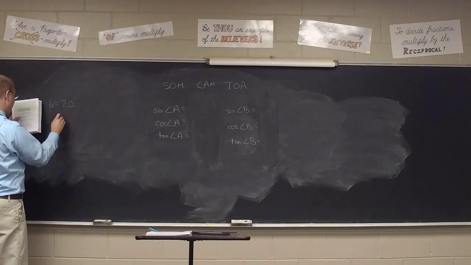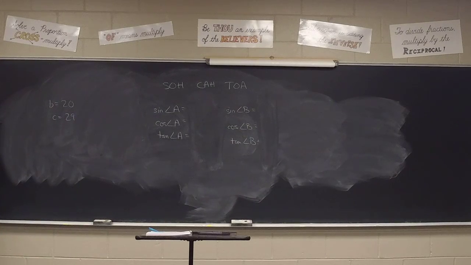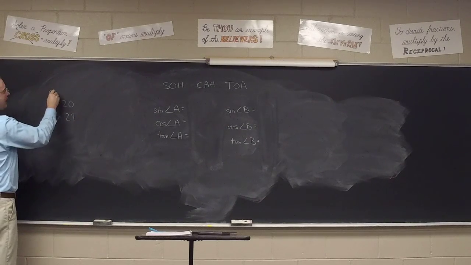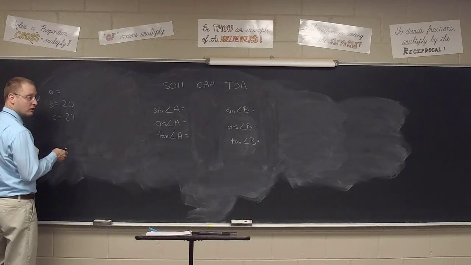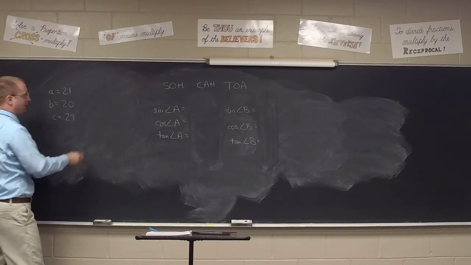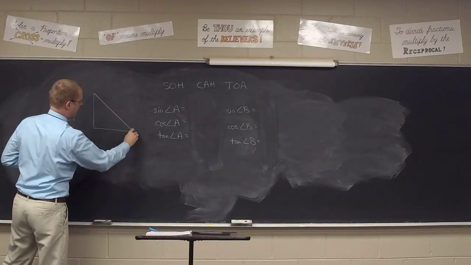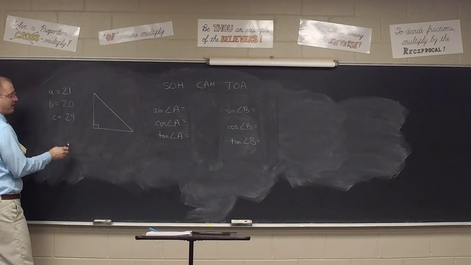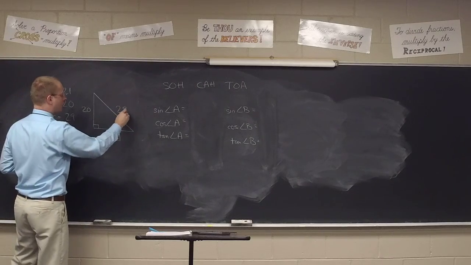B is 20, C is 29. Again, we're missing which side, Chris? A. And to find side A, again, square them, subtract them, take the square root. What do we get for side A? 21. All right, these numbers are not going to reduce down to 3, 4, and 5 like last time. We've got almost equal legs and a hypotenuse. So it's almost 45, 45, 90, but one of them is slightly smaller than the other. Of course, the hypotenuse is the longer one.